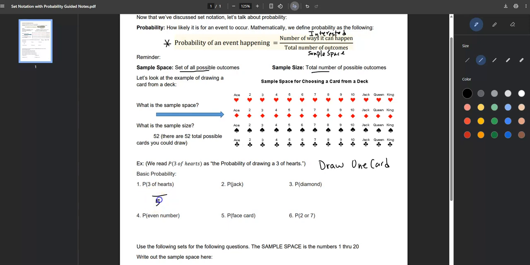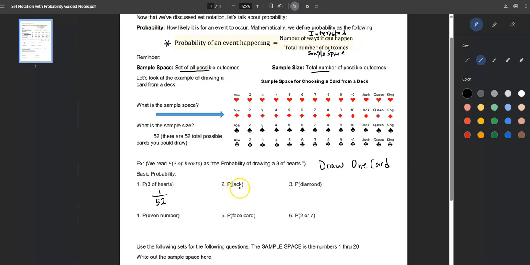So if I answer this question about the probability of getting a 3 of hearts, my denominator is going to be my total sample size, which is the 52. Then all I do is look at how many 3 of hearts there are. If you look here, there's only the one that's the 3 of hearts. If you want to think of it, it has to be a 3 and a heart, so it has to be both those things, and there's only the one card. So this would be 1 out of 52.